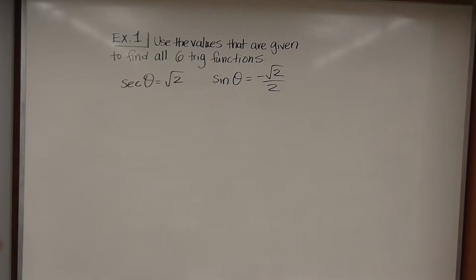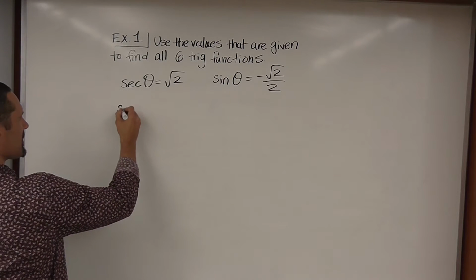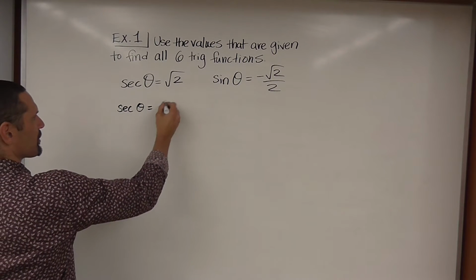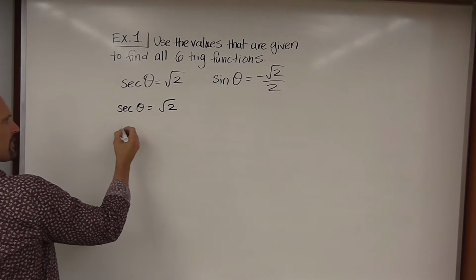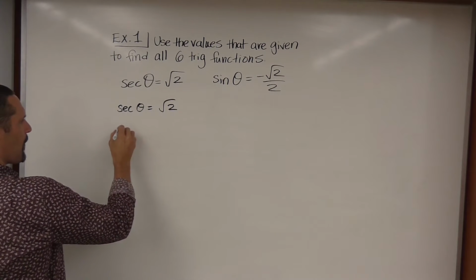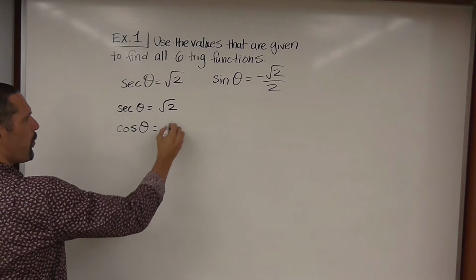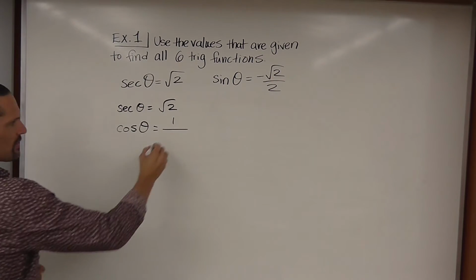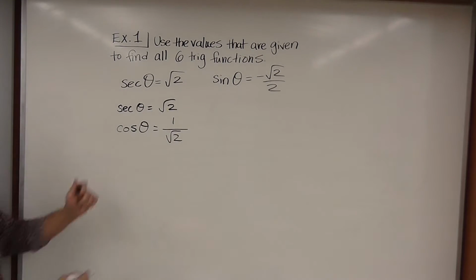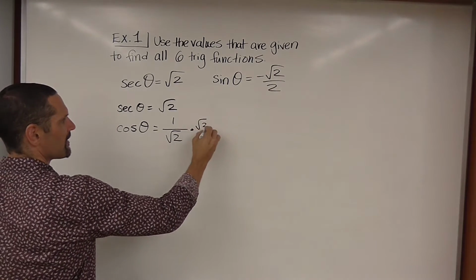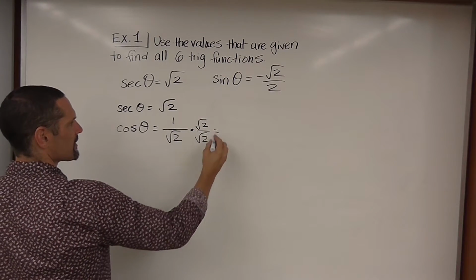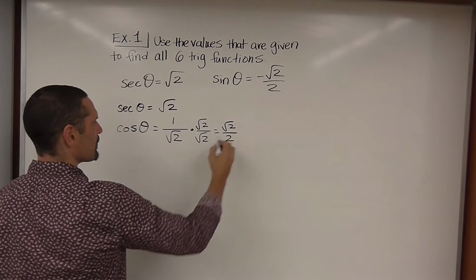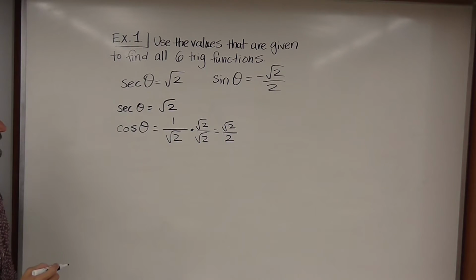In example 1, it says, use the values that are given to find all 6 trig function values. Well, if we know that secant of theta is square root of 2, we know its reciprocal. Cosine is 1 over secant. So we know that this is the value for cosine. Let's rationalize that. Times root 2 over root 2 gives us root 2 over 2. There's our cosine value. We know secant and cosine.